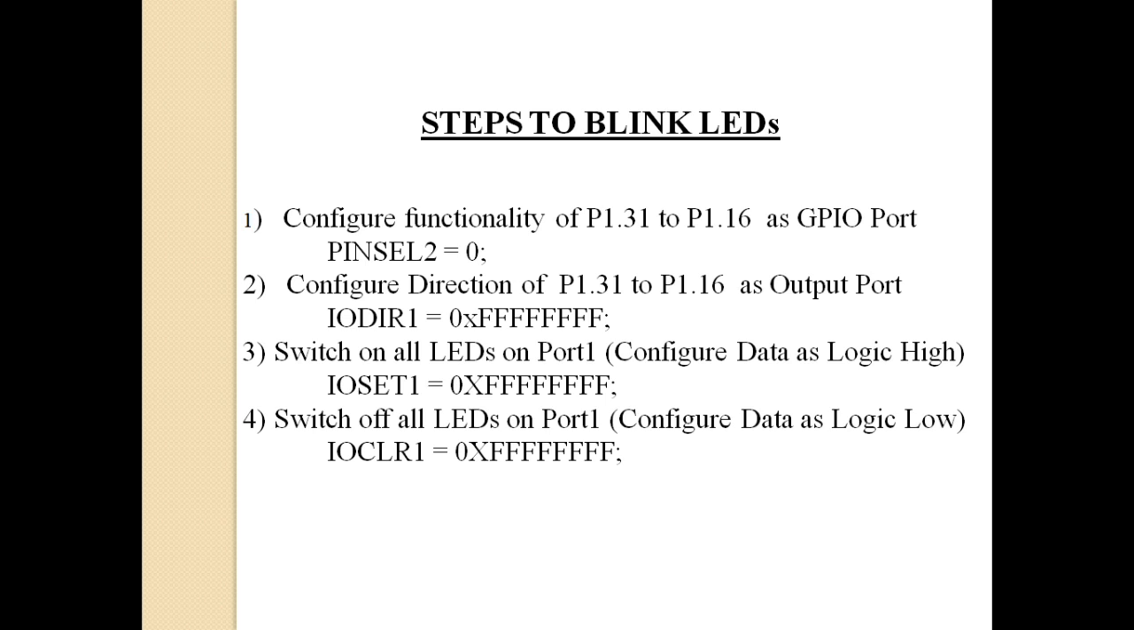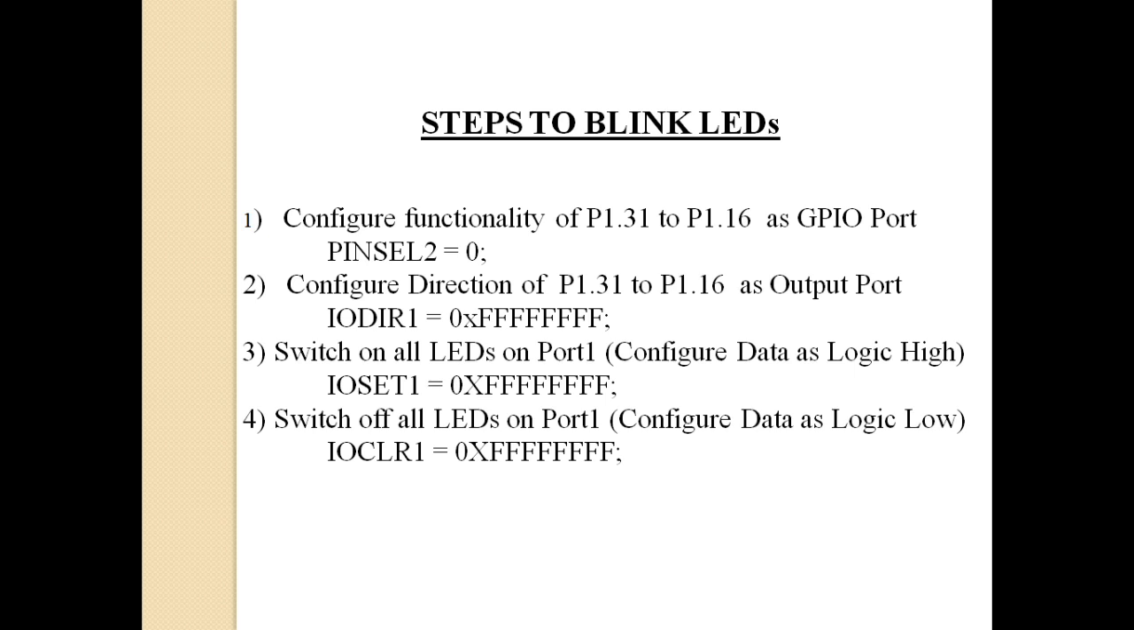So these are the steps for blinking of these LEDs. What will be the first step? In the previous slide I told you that each pin has multiple functionality. So in this case I need to configure P1.16 to P1.31. For these 16 pins I need to configure the functionality as GPIO port, because these pins can be configured as ADC or timer or external interrupt, etc. In my experiment I need to configure P1.16 to 31 as GPIO port pins, right? So that is the first step.